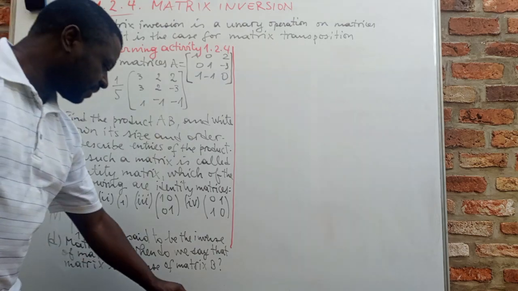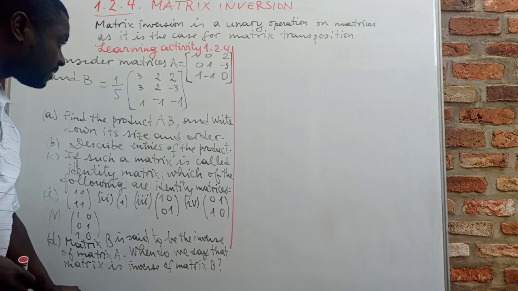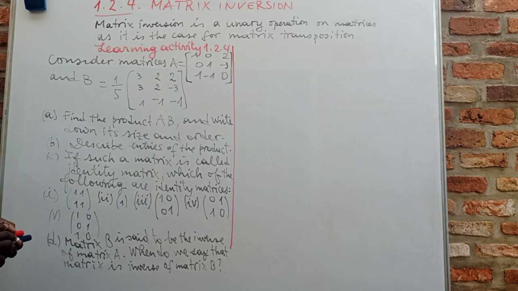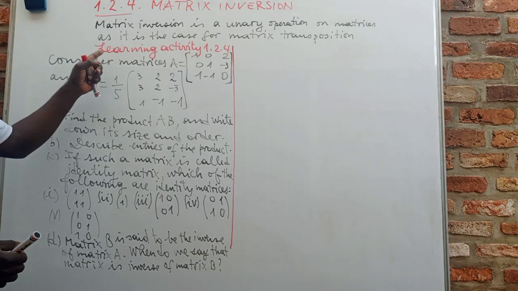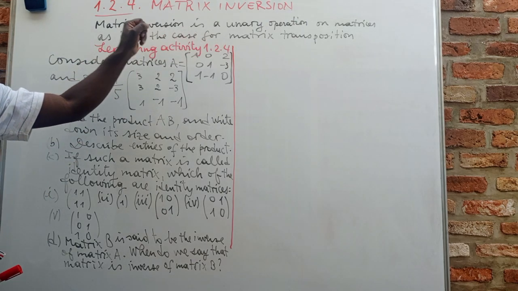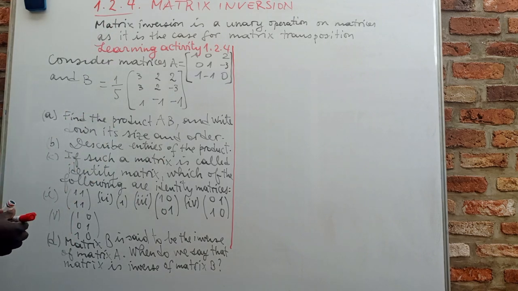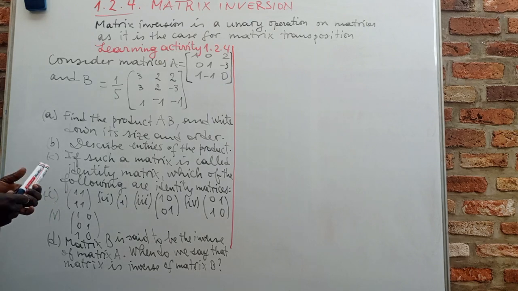Okay, so this is matrix inversion, and we are talking about learning activities 1 to 4, according to the subject of this section about matrix inversion. Okay, so what is it?